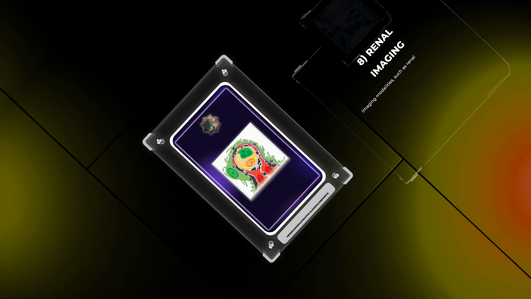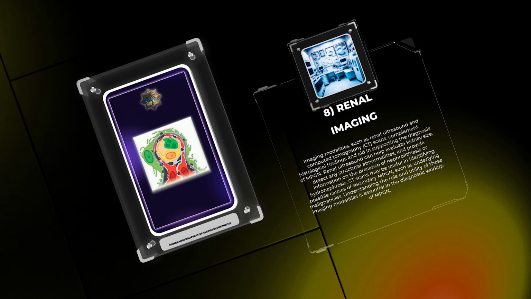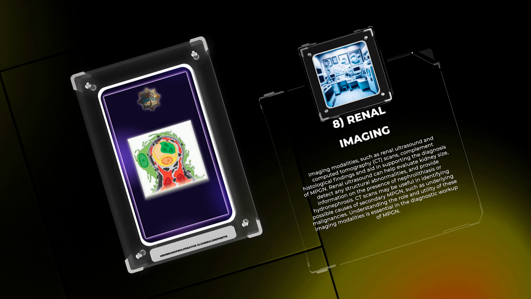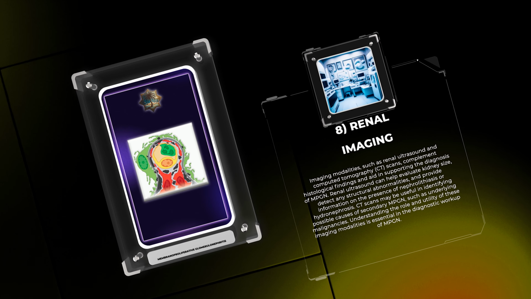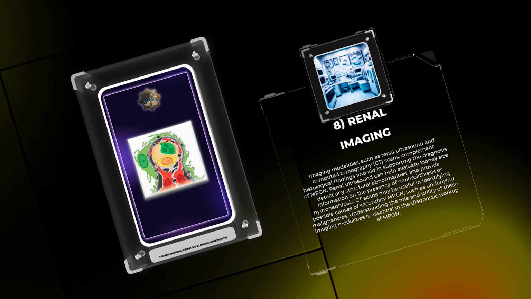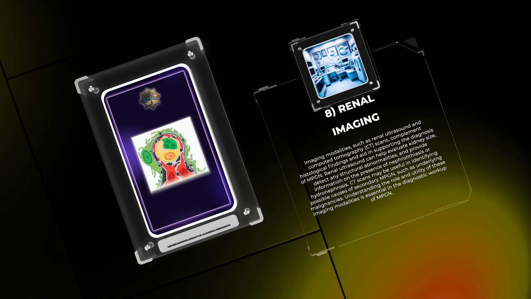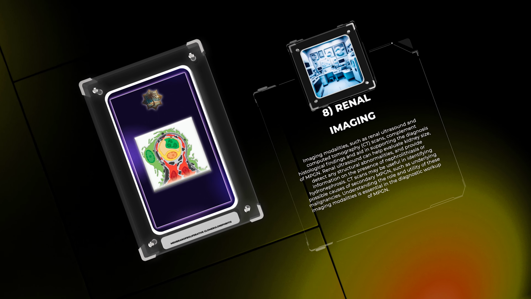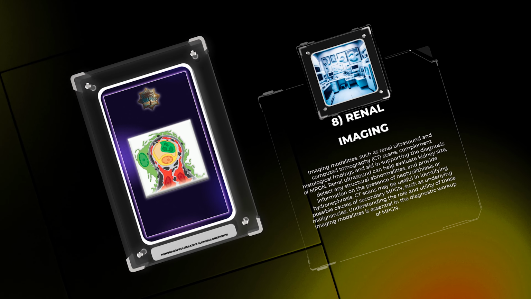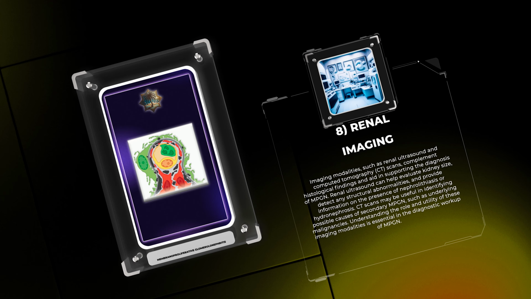Imaging modalities, such as renal ultrasound and computed tomography, CT, scans, complement histological findings and aid in supporting the diagnosis of MPGN. Renal ultrasound can help evaluate kidney size, detect any structural abnormalities, and provide information on the presence of nephrolithiasis or hydronephrosis. CT scans may be useful in identifying possible causes of secondary MPGN, such as underlying malignancies. Understanding the role and utility of these imaging modalities is essential in the diagnostic workup of MPGN.